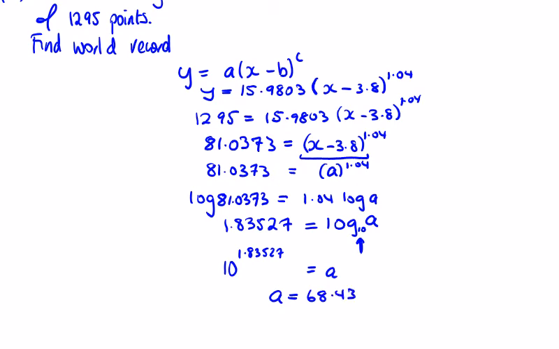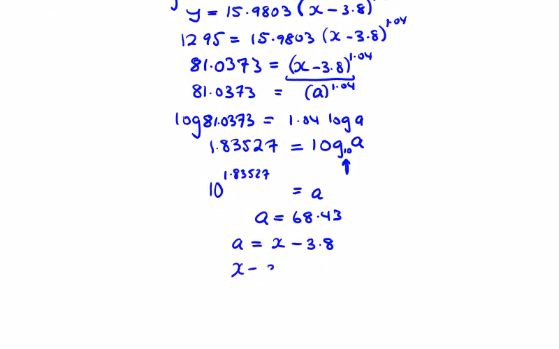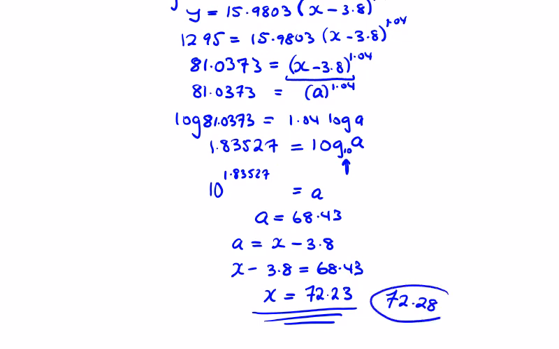And we need A is equal to, what did we say, x minus 3.8. So x minus 3.8 is equal to 68.43. So we're going to have to add on that 3.8. So x is equal to 72.23. But for all of you athletics buffs, you know that the women's world record is 72.28. And it's held by Barbara Spotakova.